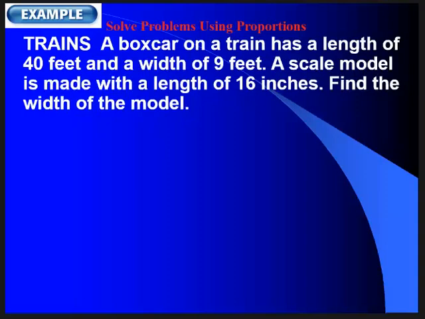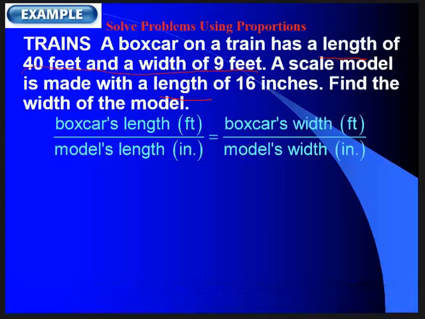Let's do one more. A boxcar on a train has a length of 40 feet and a width of 9 feet. A scale model is made with the length of 16 inches. Find the width of the model. Okay, so again, I have first situation, second situation. First situation is the one that's given to us first in the problem. So I'm going to compare length to length. Got to compare same things. I have the length in feet, and I'm going to compare it to the length in inches. The width in feet, I'm going to compare it to the width in inches.